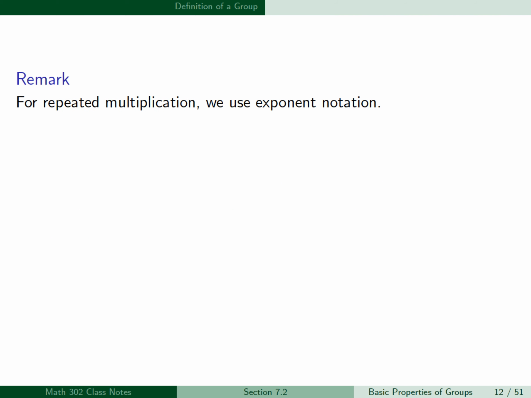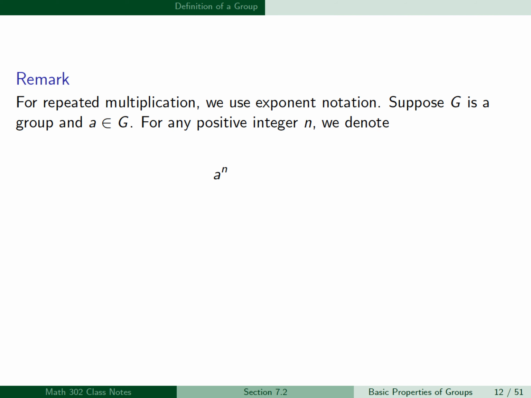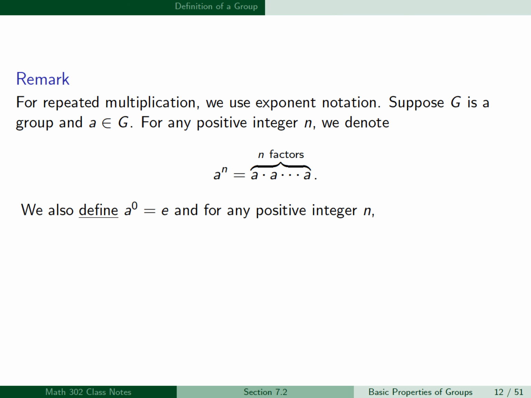Now, for repeated multiplication, we're going to introduce exponent notation. So suppose G is a group and A is an element of G. For any positive integer n, we denote A to the n to be just A multiplied times itself n times. We also define A to the 0 to be the identity element. So this doesn't follow from the previous definition. This is a new definition for A to the 0 power. And for any positive integer n, A to the minus n, so since n is positive, minus n will be negative, is by definition A to the minus 1, or A inverse, multiplied times itself n times.